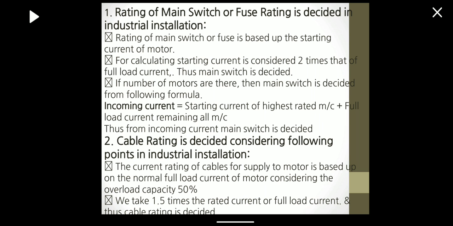Then next is how to decide the cable rating. The current rating of the cable for supply to the motor is based upon the normal full load current of the motor, considering the overload capacity of 50%, and we take 1.5 or 2 times the rated current or the full load current, and thus the cable rating is decided.